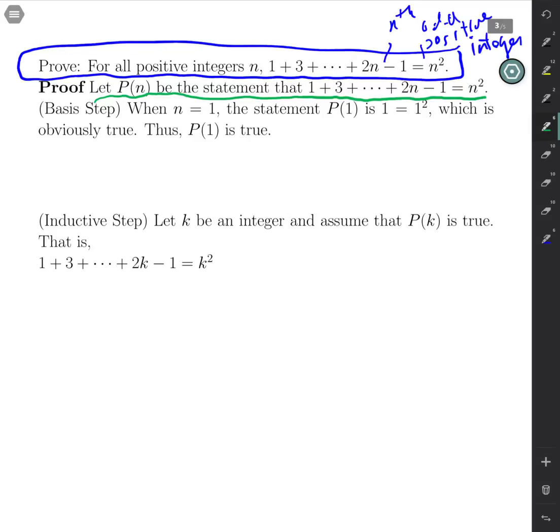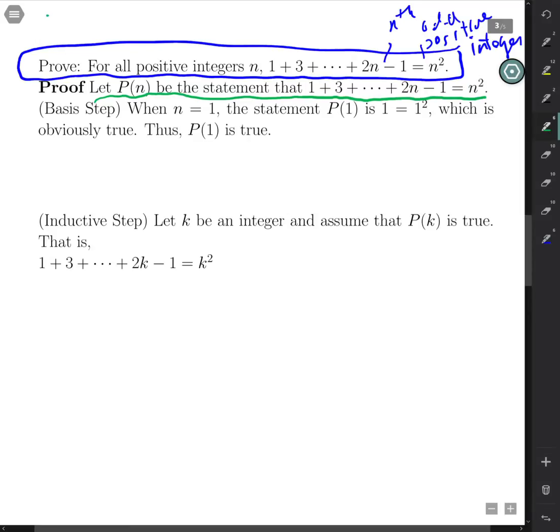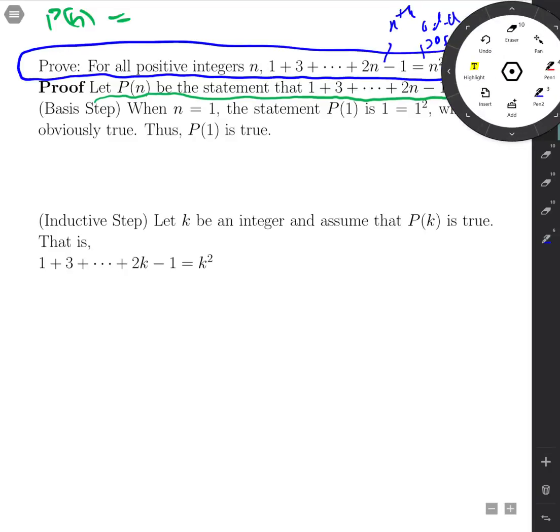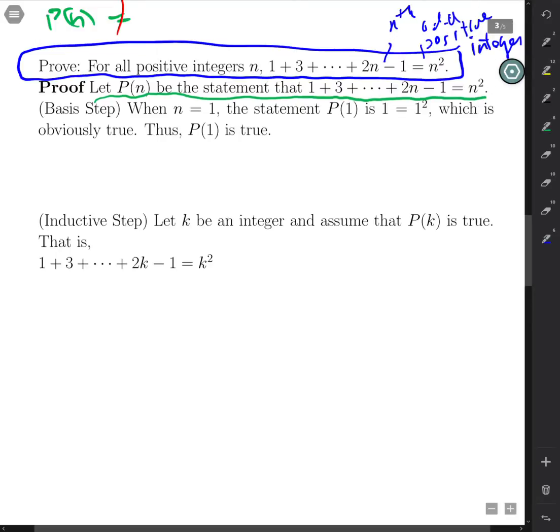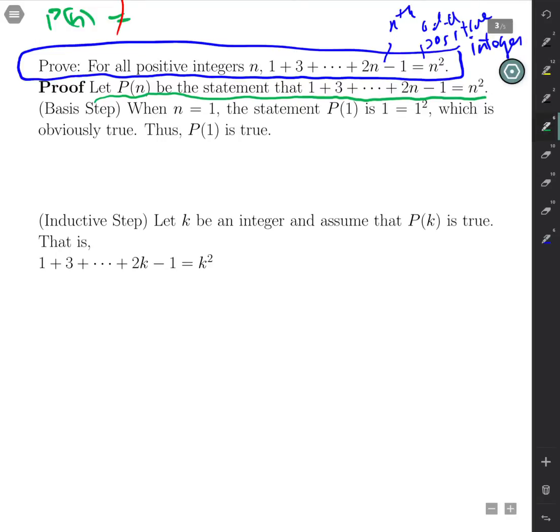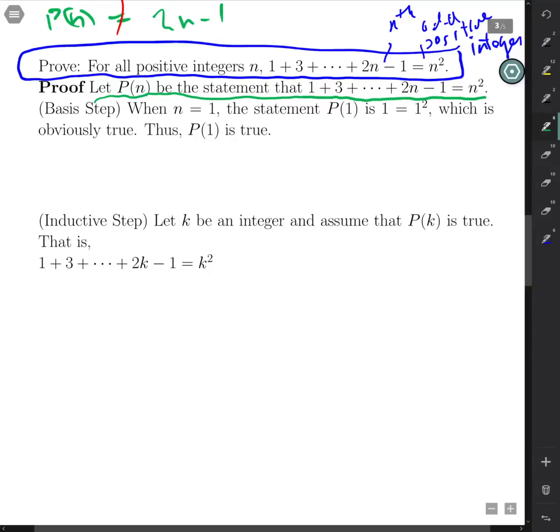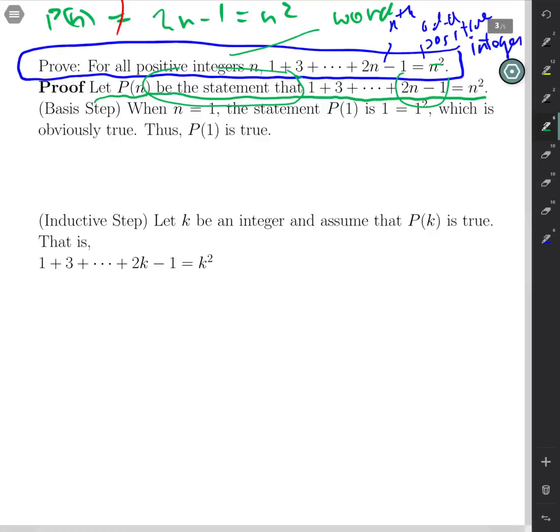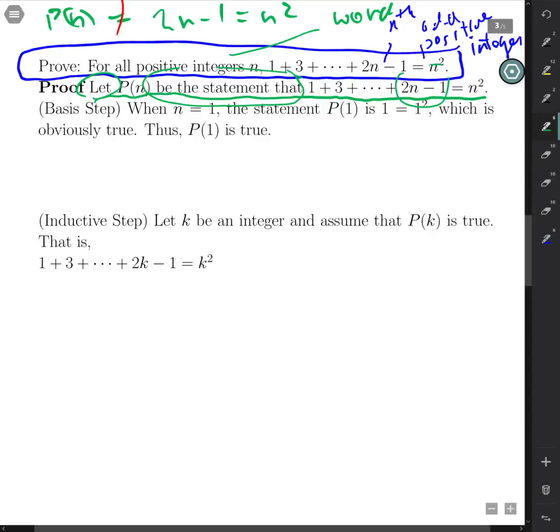This is not going to be phrasing like Pn equals 2n minus 1 is equal to n squared. I'm not going to use an equal sign here. No, that's incomplete. It only captures the one term on this side. It's the whole sum, and we're going to state it using words like I have right here. This is a well-used phrasing for that. It should be a sentence, and it should start with a word, as I have with let.